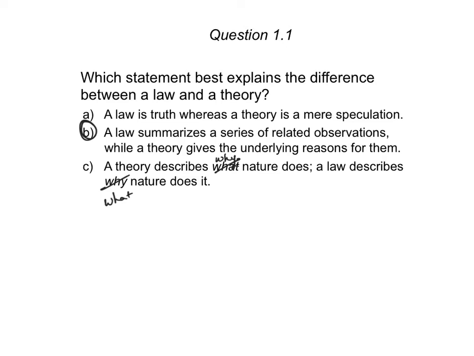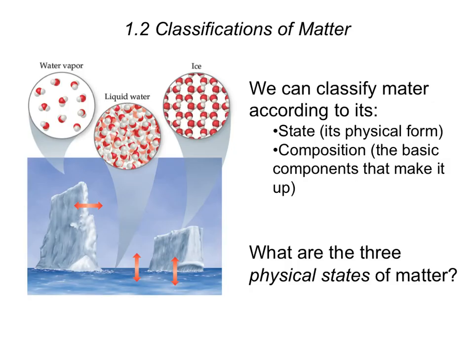Okay, so moving on. I'm just going to take 2 more minutes of your time. After we talk about scientific method, we're going to start talking about matter and how we can classify matter. So again, what is matter? Has mass and does what? Takes up space, right? So we can classify matter according to 2 different things. Number 1, its state, and we'll talk about what that means. Its physical form. And number 2, its composition. Okay, what makes it up?